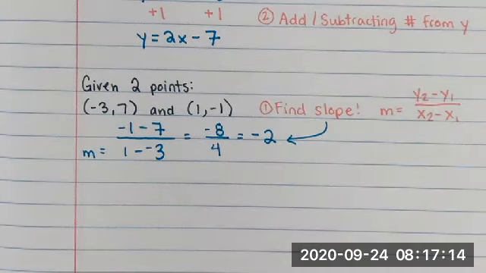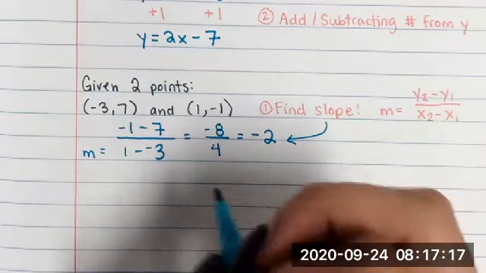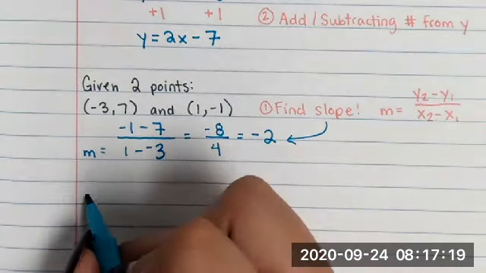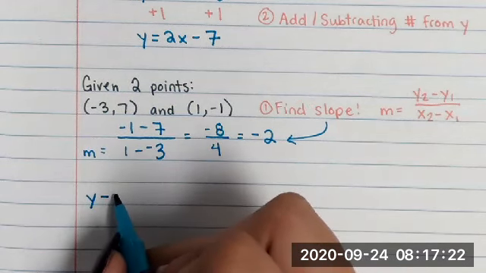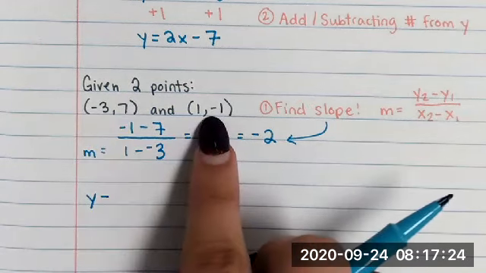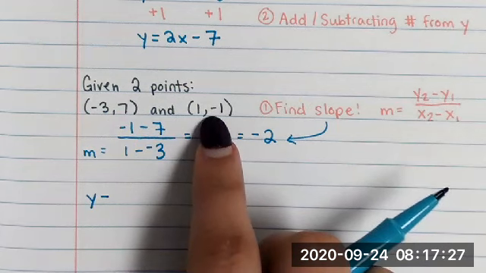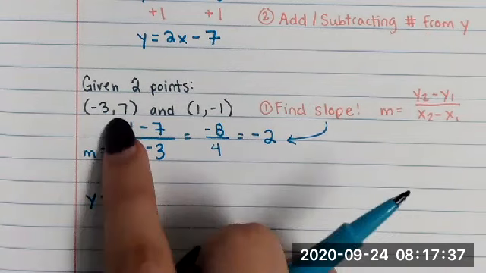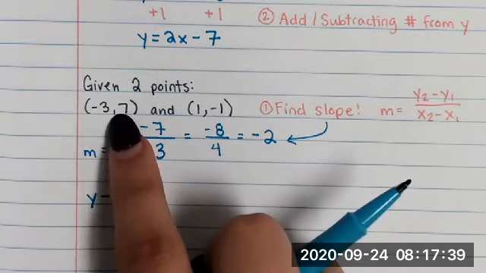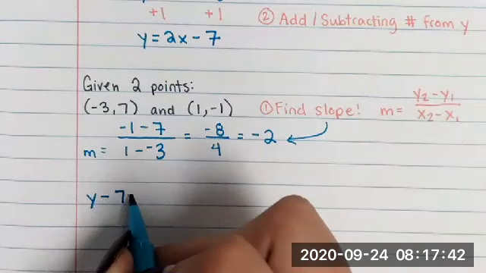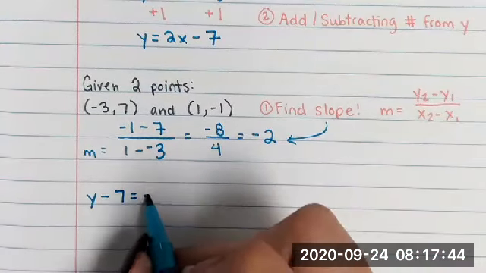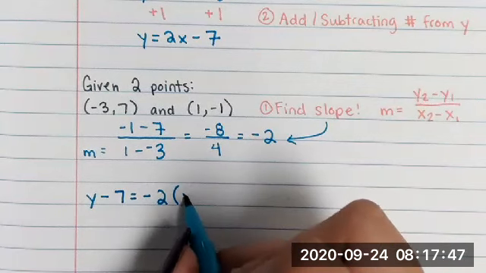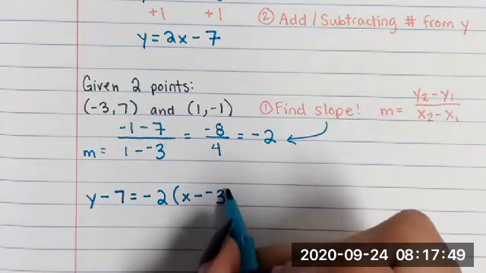And I'm running low on space on this page. That's no bueno. That's okay. So I'm going to go y minus y1. My problem is I have 2 points. I have a y1, y2. You can use either point. It really doesn't matter. You can pick one that you feel is easier. I'm going to go ahead and do the one that I called my y1s. So y minus 7 equals my slope of -2 times x minus -3.